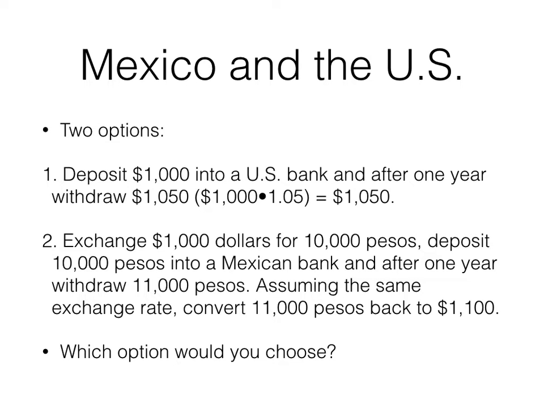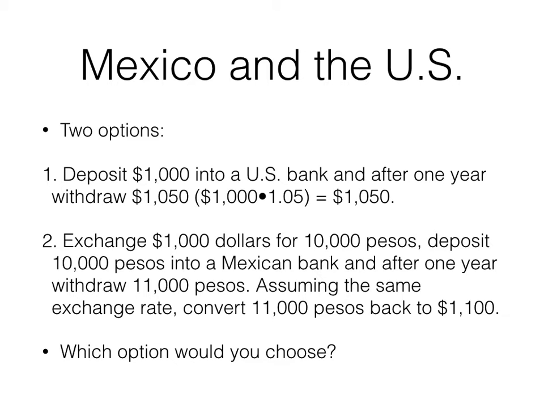And assuming that the same exchange rate of 10 pesos per dollar or 10 cents per peso is still in existence, I take that 11,000 pesos and I convert it back to $1,100. Now obviously I'd rather have $1,100 than $1,050, so everybody would be jumping on that Mexican deposit. They would convert their money to pesos and deposit them into a Mexican bank and get $1,100 at the end of a year. So that's the best option. And obviously that can't happen. In the long run, that wouldn't happen.